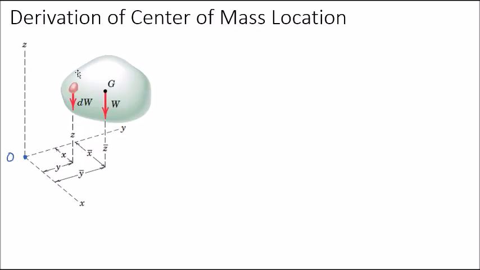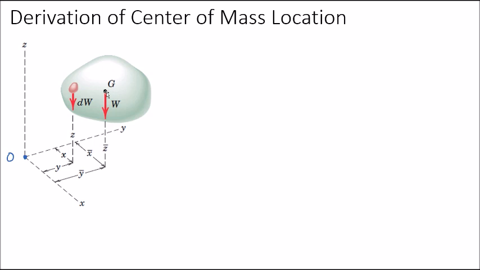In order to determine the location of the center of mass of a volume, let's consider that the center of mass is at some unknown location for now, x bar, y bar, and z bar from the origin. Let's also consider a differential force called dW located at x, y, and z. In this derivation, we will assume that gravity is in the negative z hat direction.